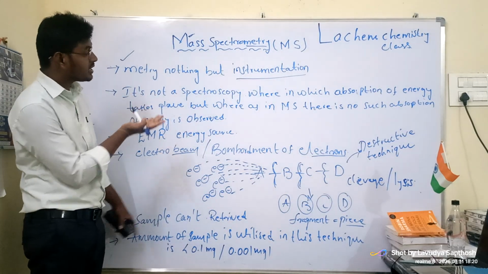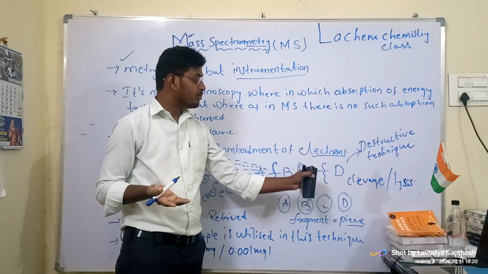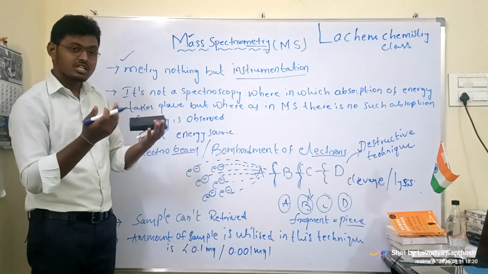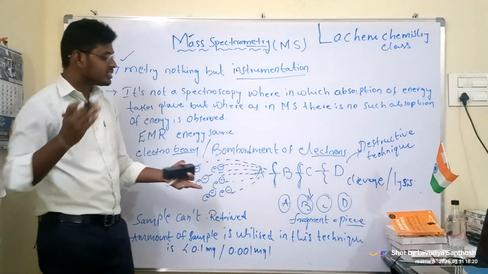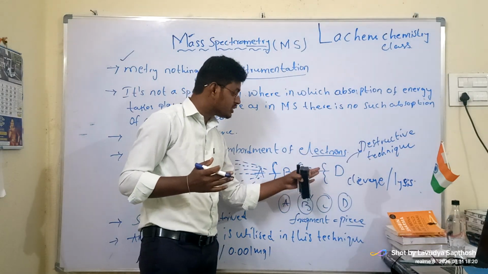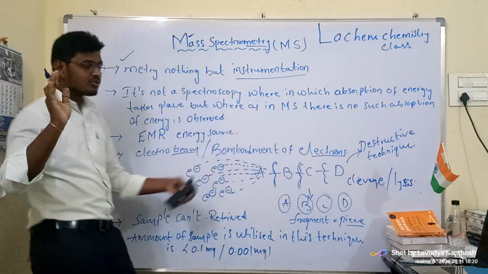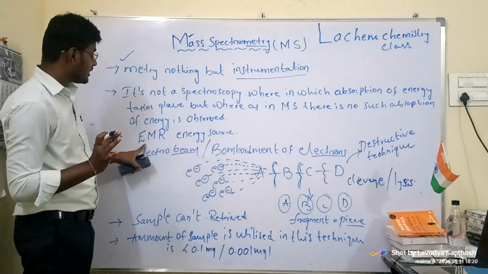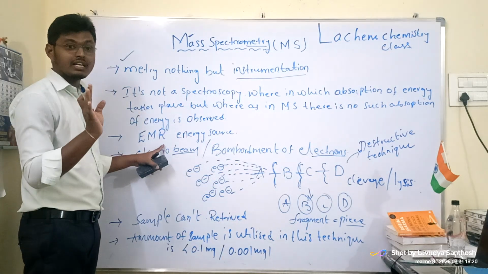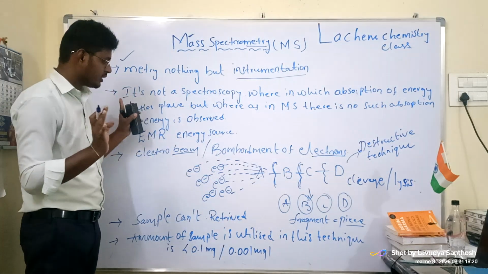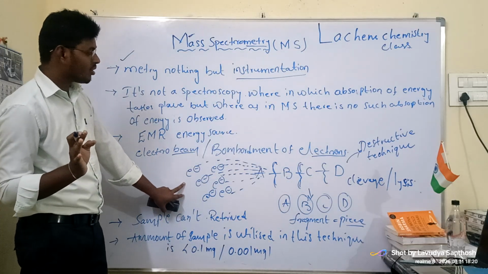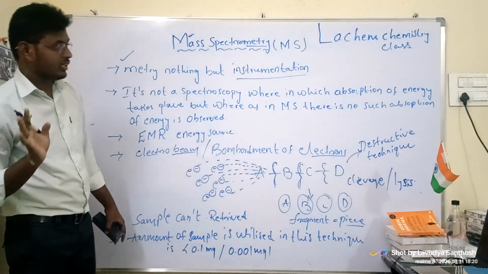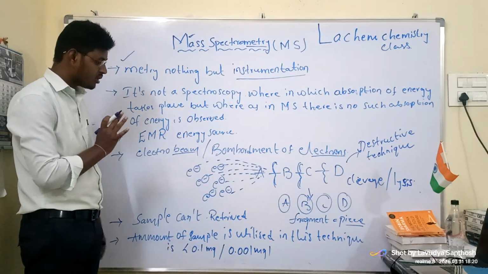But when it comes to mass spectrometry, since the molecule is completely broken into pieces, it just disappears. This molecule completely disappears. So that is what mass spectrometry is. In that case, we are not using electromagnetic radiation; we are using only electron beams in mass spectrometry. Hope that you understood up to here.